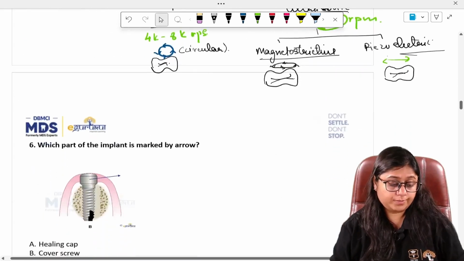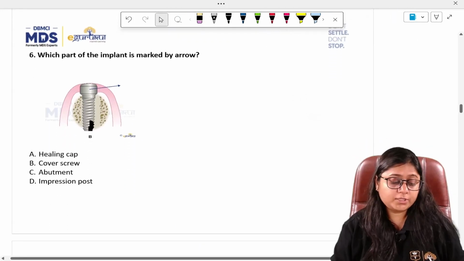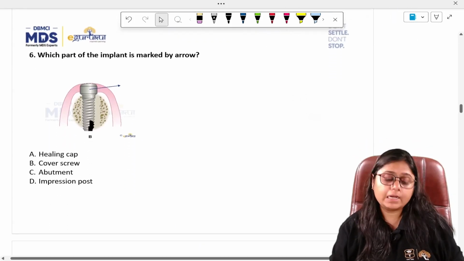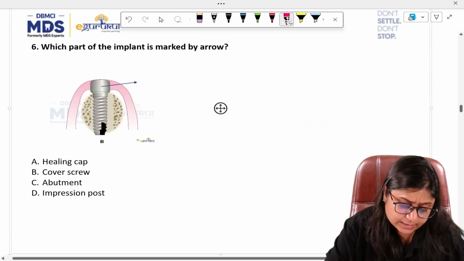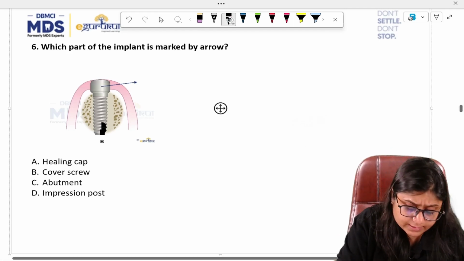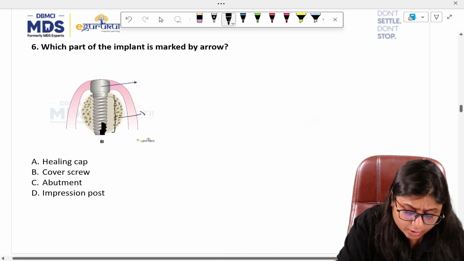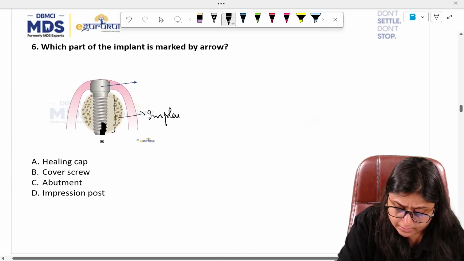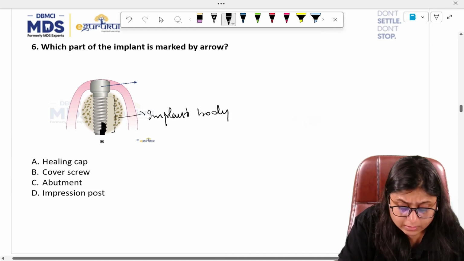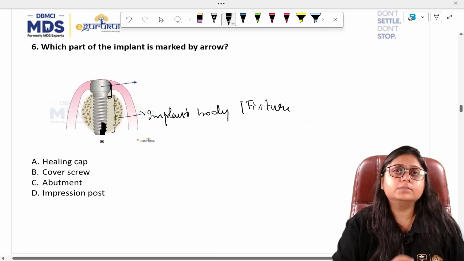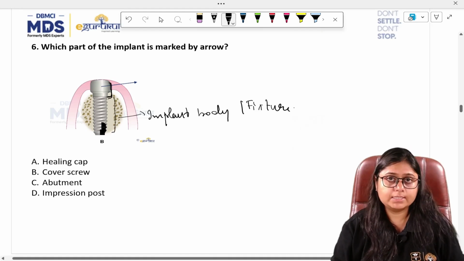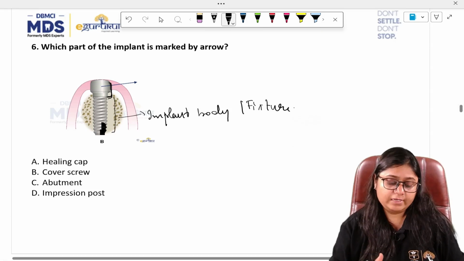Now the next question. Which part of the implant is marked by the arrow in the given image? Now here in the image you can see that this is what? This is the implant body, right? This is the implant body or a fixture. This part is what? We'll see what this is.